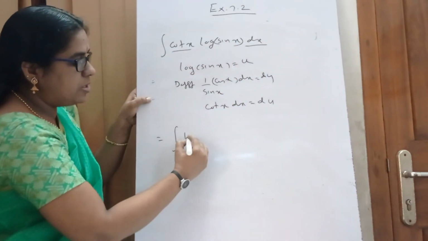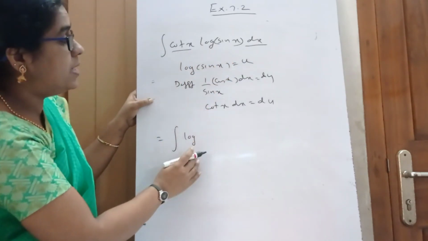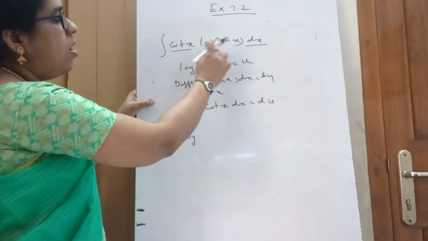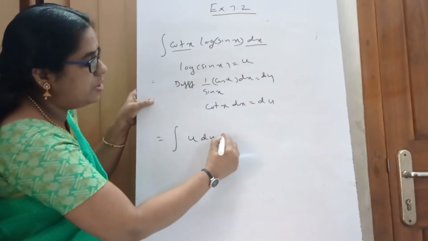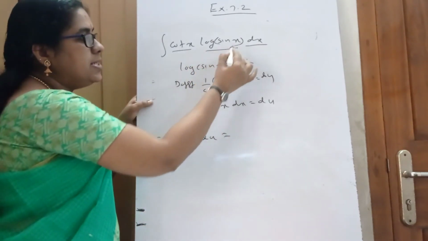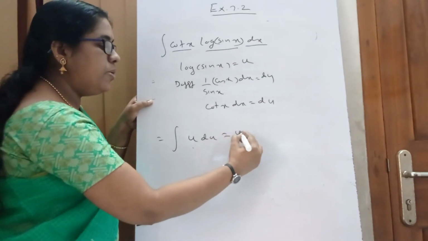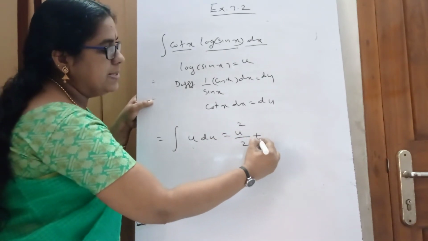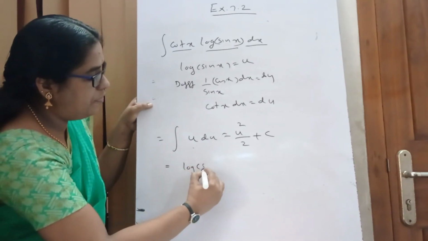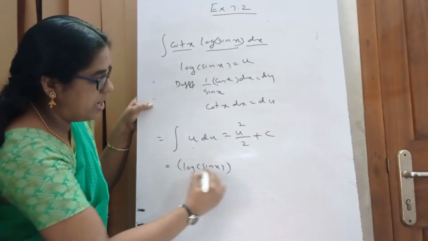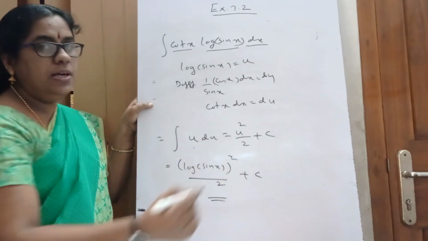Cot x dx becomes du, and log sin x becomes u. Therefore, we get u into du. What is the integral of u du? u squared by 2 plus c. In the last step, substitute for u, that is, log of sin x the whole squared by 2 plus c. This is the answer.